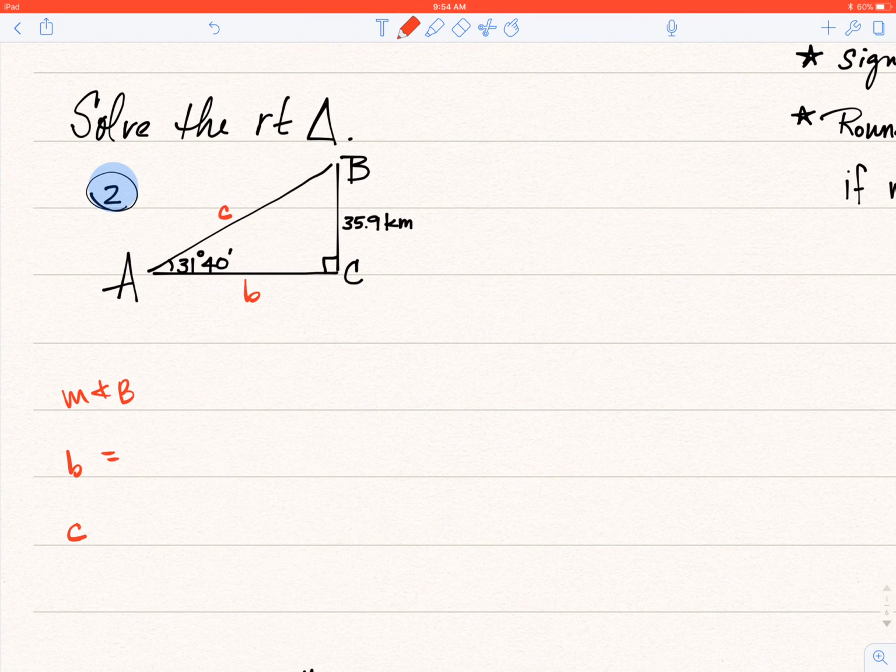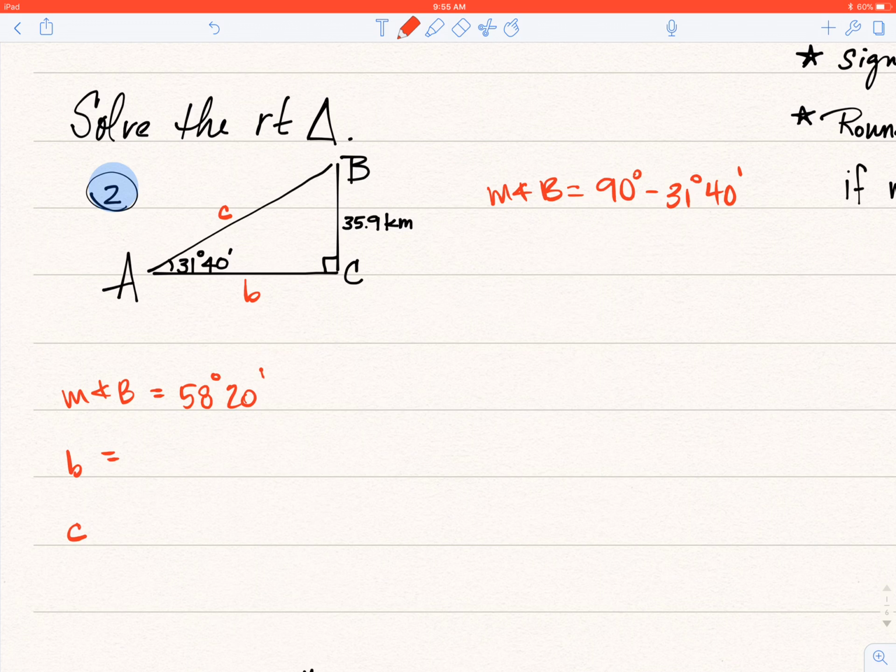Now, the measure of angle B is easy because I know that all three angles add up to 180 degrees. I also know that since I've already used up 90 degrees, that means the other two have to be complements of each other. So in order to get the measure of angle B, all I have to do is 90 degrees minus 31 degrees 40 minutes. And that's going to go right into the calculator. And so I'm going to get that the measure of angle B then is 58 degrees, 20 minutes. If what you're given is in DMS, then you also need to answer in DMS.